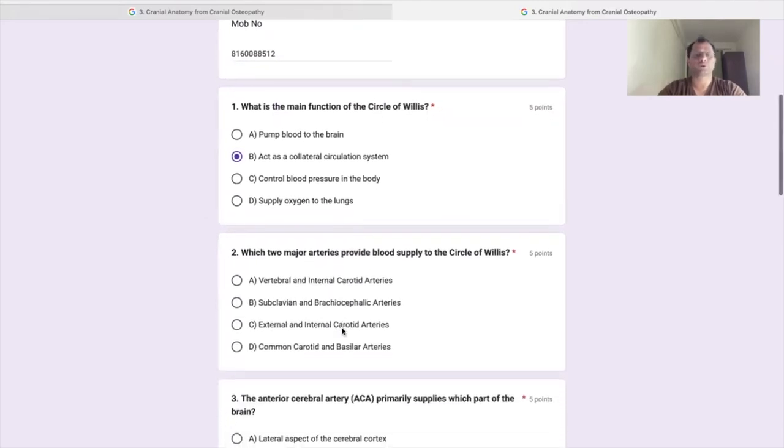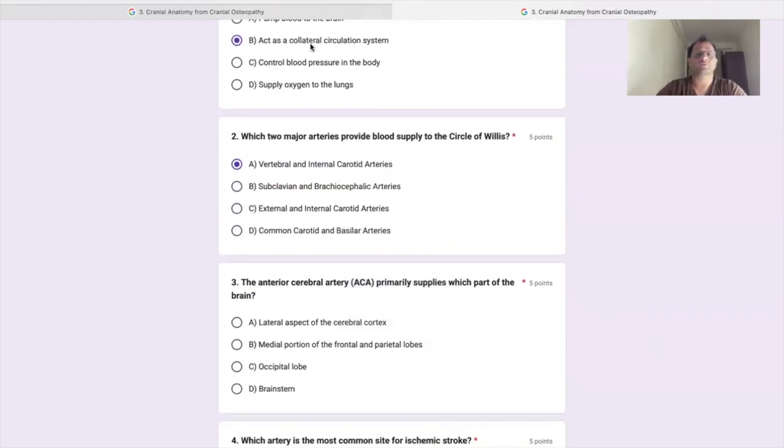Question number 2. Which two major arteries provide blood supply to the circle of Willis? Vertebral and the internal carotid artery, subclavian brachiocephalic, external and internal carotid artery, common carotid and the basilar artery. So answer will be there are two arteries coming in the brain, vertebral artery and the internal carotid artery. They are supplying the brain. So answer will be this. You also can unmute and you can tell. If you know the answer, please unmute and tell.